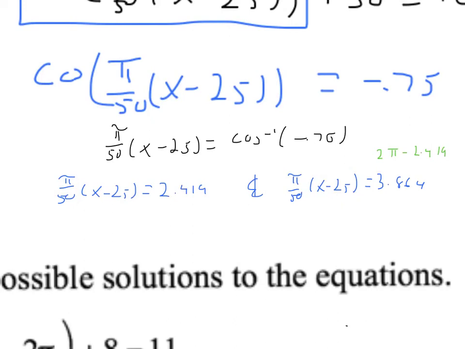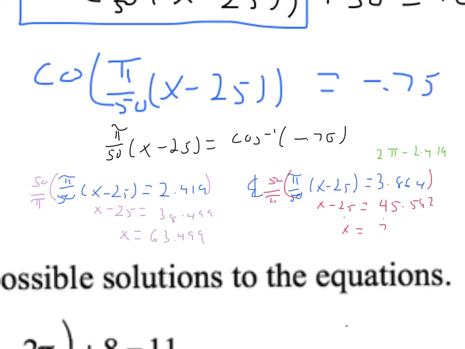We're going to solve this by multiplying both sides by 50 over pi. 50 over pi, x minus 25 is equal to 38.499. X is equal to, when we add over 25, 63.499. Multiply both sides by 50 over pi. X minus 25 is equal to 45.582. X is equal to 70.582. Okay, so these were two.